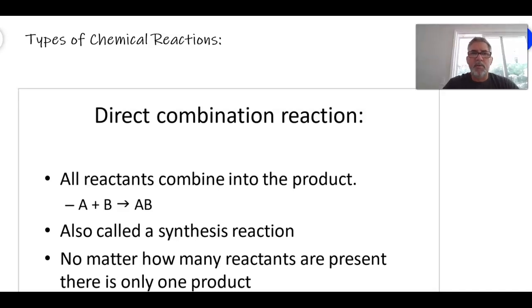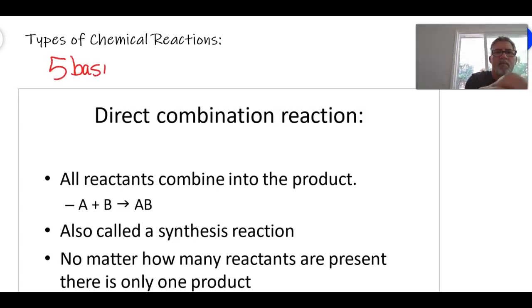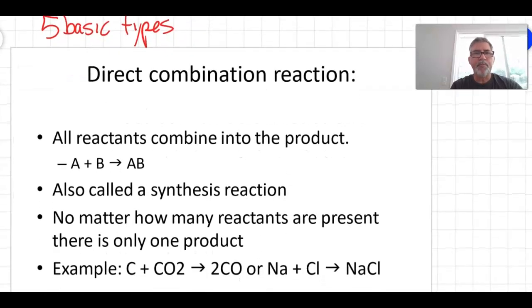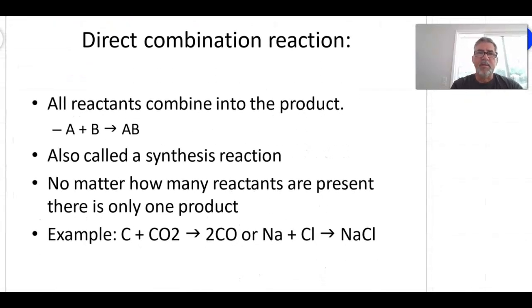All right, so we're going to talk about chemical reactions. There are 5 basic types. There are more types, but we'll just concentrate on the 5 basic. Important to remember, a chemical reaction occurs as electrons are either transferred or rearranged, making new compounds.